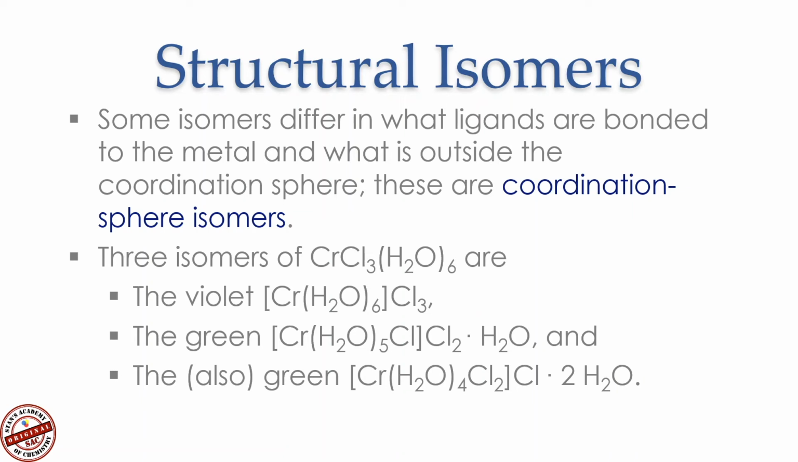So the whole idea is structural isomers are coordination sphere isomers, where the ligands are changing positions from within the coordination sphere to the outside, or from the outside to the inside. So the empirical formula doesn't change for any of these. That's what we are emphasizing here in this example.